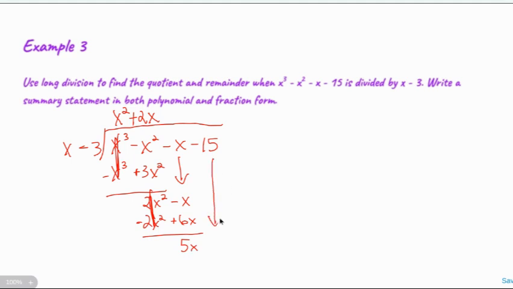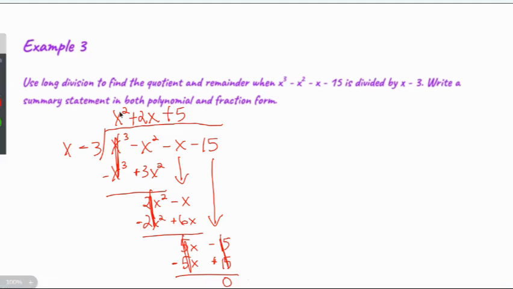Oh, we're going to get another nice answer. Bring down our negative 15. x times something gives me 5x. That would be plus 5. So 5x, and then negative 3 times negative 5. Negative 3 times 5 is negative 15. Pardon me. Both of these cancel, and we're left with the remainder of 0.